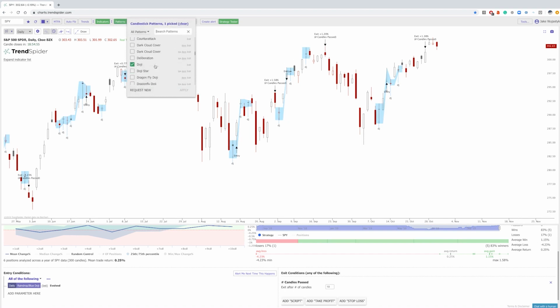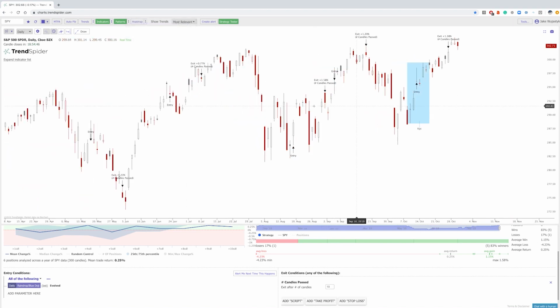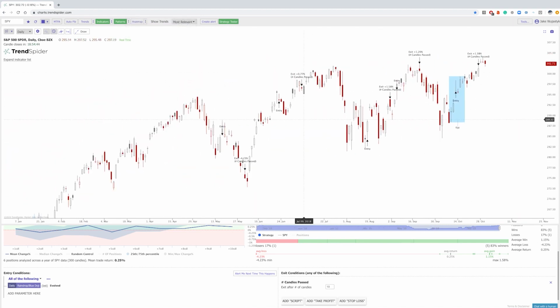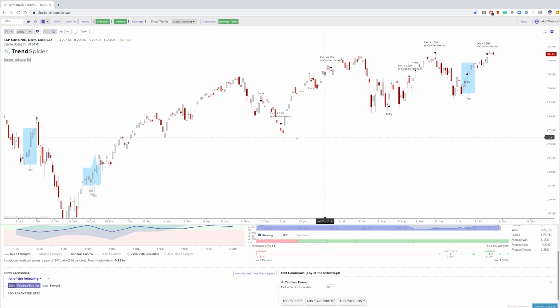You could easily go and look for whatever you're looking for. This is a doji that I had. Let's say that you want to look for an advanced block or simply six green candles in a row. You can then have the system look for these particular conditions on the chart and highlight them as well as backtest them on the chart.